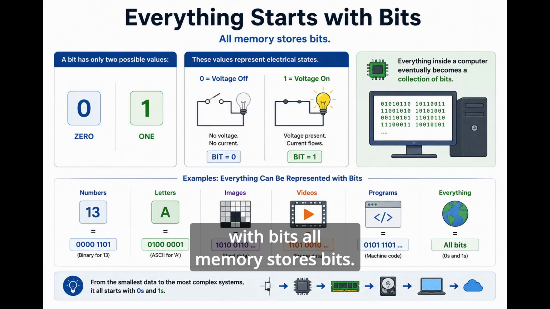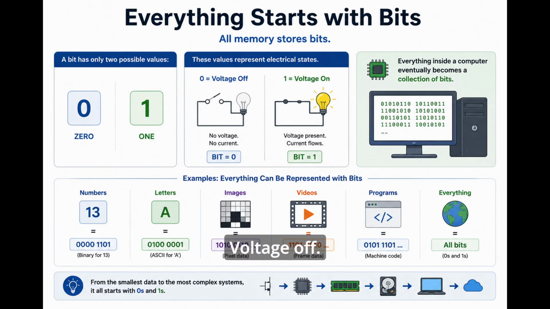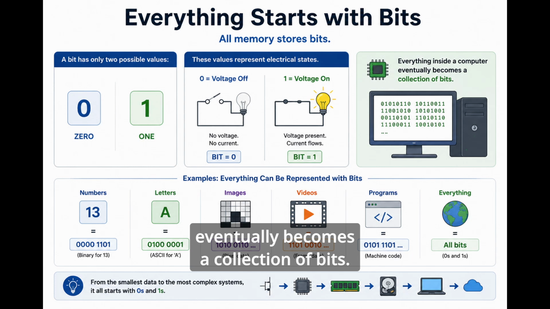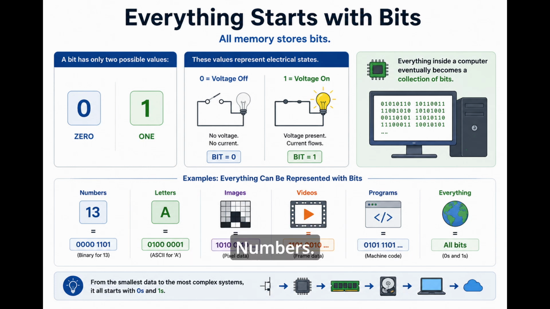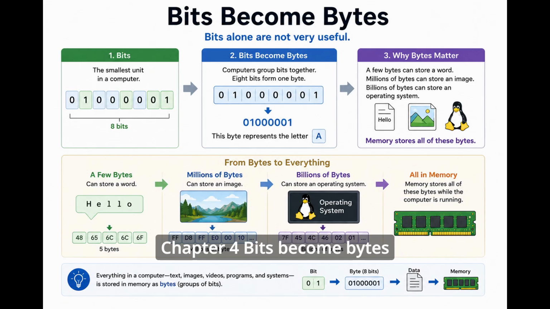Chapter 3 Everything starts with bits. All memory stores bits. A bit has only two possible values, 0, 1. These values represent electrical states. Voltage off. Voltage on. Everything inside a computer eventually becomes a collection of bits. Numbers. Letters. Images. Videos. Programs. Everything.